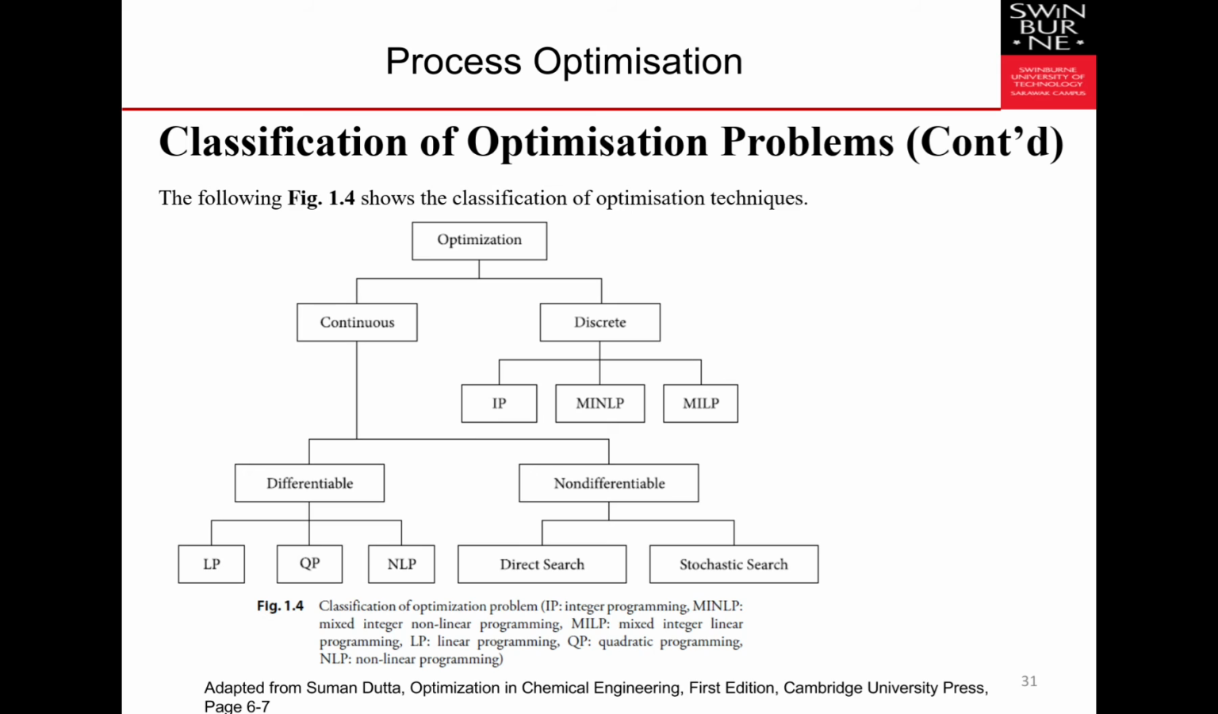The following figure gives an overview or summary of optimization. Optimization in general can be split into a continuous or a discrete problem. A discrete problem can be split into three further categories. The continuous one can be split into differentiable and non-differentiable, where differentiable can be split into these three, while non-differentiable can be split into these two. All the abbreviations related to those have been given in the caption here. So I would suggest you read the details yourself.